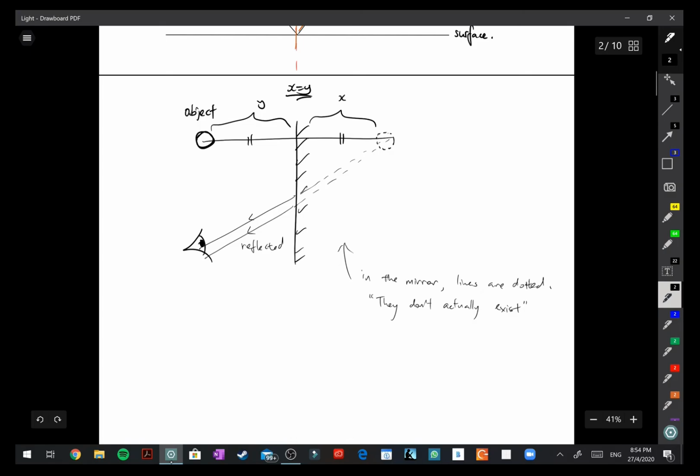Okay, please take note of the direction. The rays are actually going into the eye, not the other way around. You don't produce light from the eye. Now the light has to come from somewhere. The light actually comes from the object.